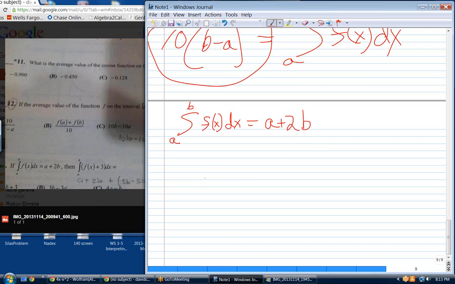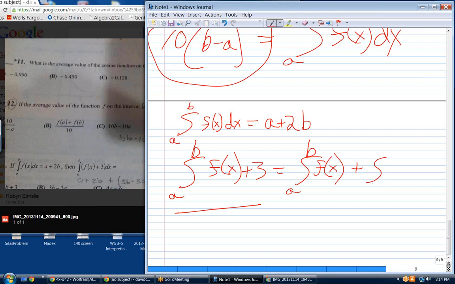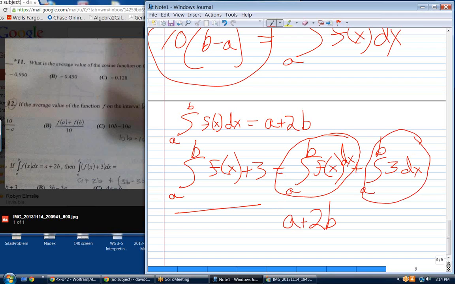So if that's equal to A plus 2B, then what is the integral from A to B of f of x plus 3 equal to? Well, I'm not even sure how to start it. Okay, the integral of the sum is equal to the sum of the integrals. So first of all, the integral of f of x plus 3 is equal to the integral from a to b of f of x plus the integral from a to b of 3 dx. Okay? We know what this is, right? Yeah, that's A plus 2B. So what is this? What's the integral of 3?